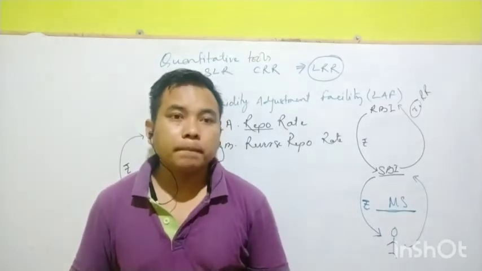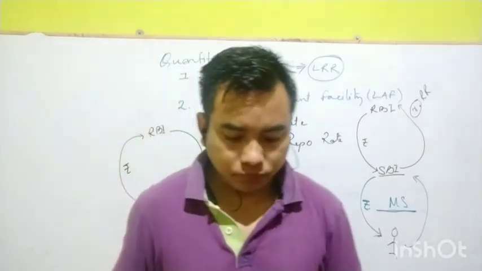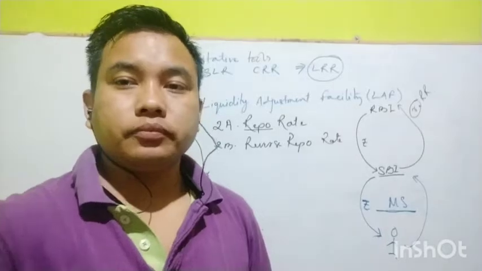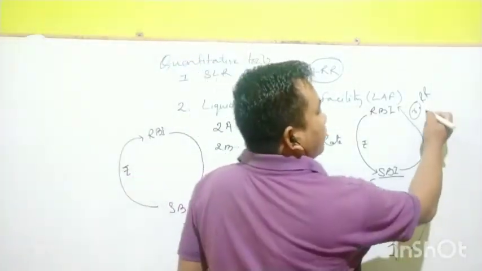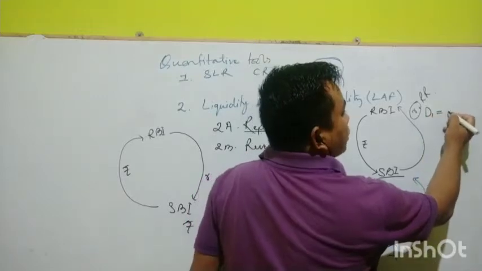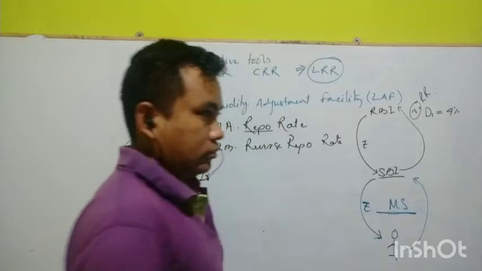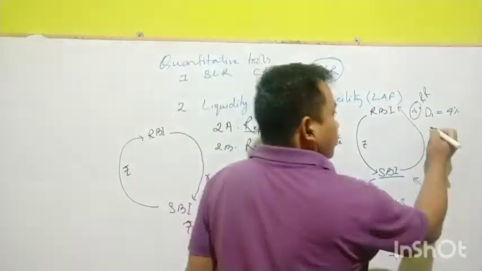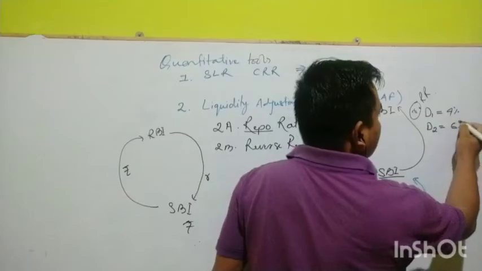Both of you are correct. Let's say that on day number 1, I was charging this repo rate of 4%. On day number 2, I started charging 6%.